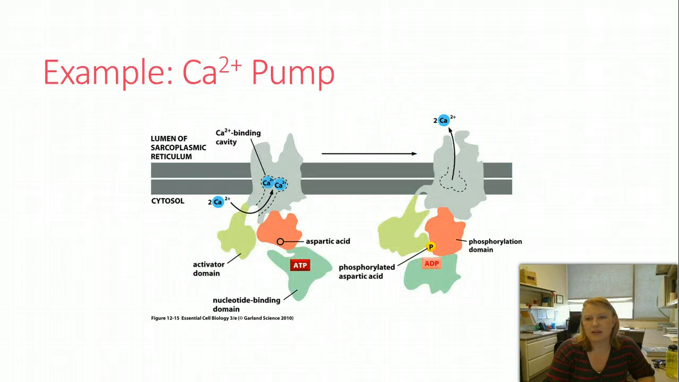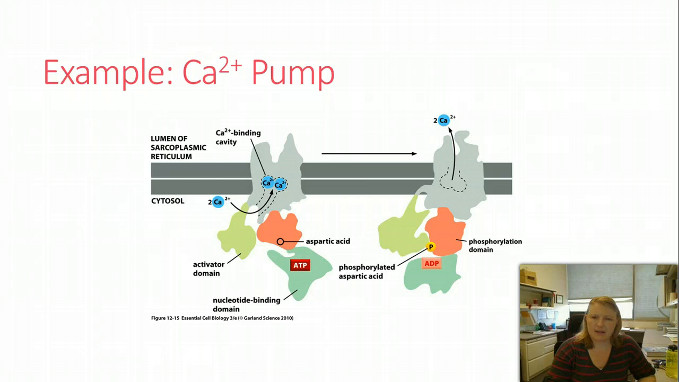Another example, and this is a uniport, is the Ca2+ pump. Now it works in pretty much the same way. As you can see, ATP comes in, uses the breaking of that phosphate to cause a conformational change, which releases calcium into, in this case, the sarcoplasmic reticulum, which is similar to the endoplasmic reticulum, but in cardiomyocytes.